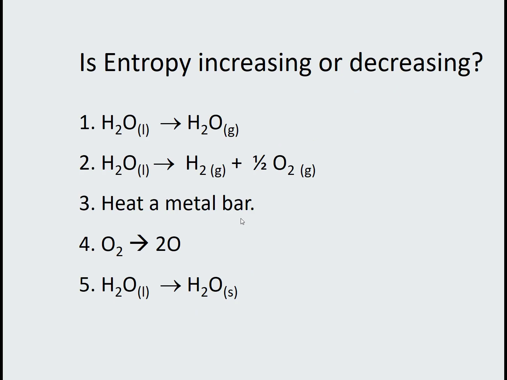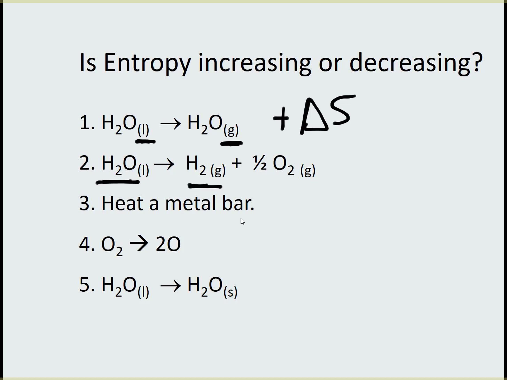Let's go through these examples, looking at the states of matter and also the number of particles. And we can determine just from looking at the balanced equation and those states of matter if the entropy is increasing or decreasing. Looking at the first example, I have a liquid going to a gas. So this would be like boiling water or water evaporating. And because I'm going from a liquid to a gas, I'm increasing my disorder. On this next one, I have one molecule, but here it's going to 2 molecules. So that's an increase in disorder. Also, I'm going from a liquid to gas particles. So 2 ways it's becoming more disorderly.